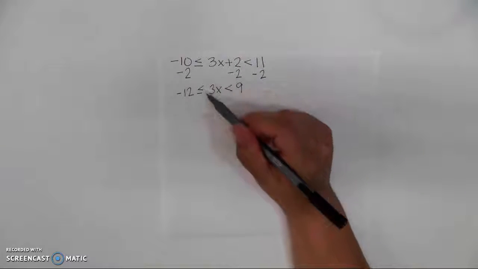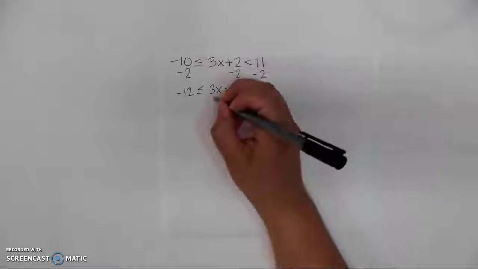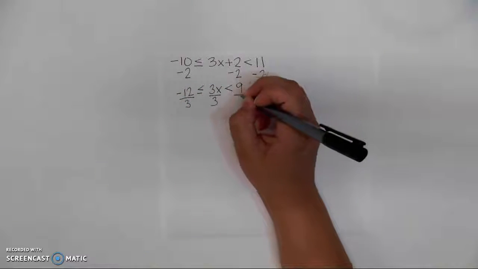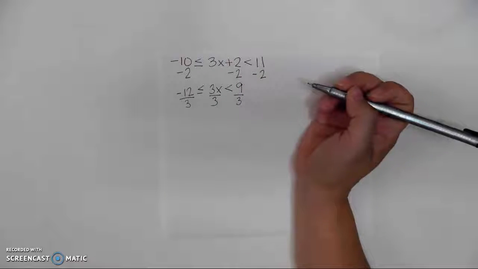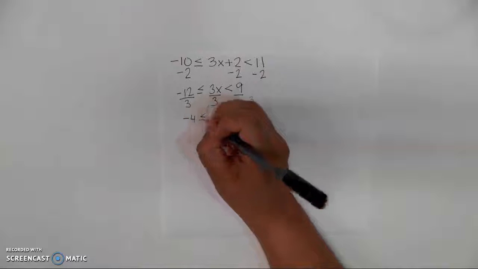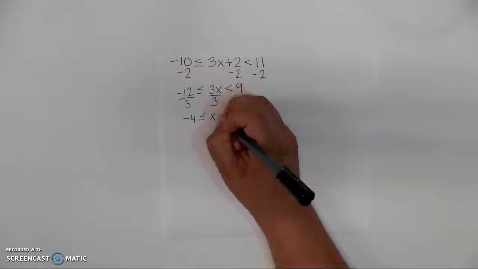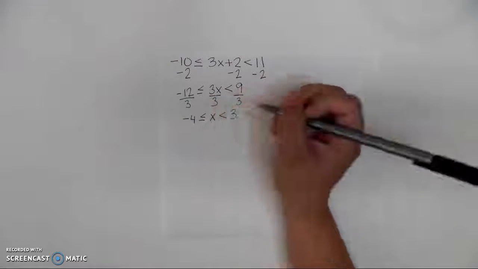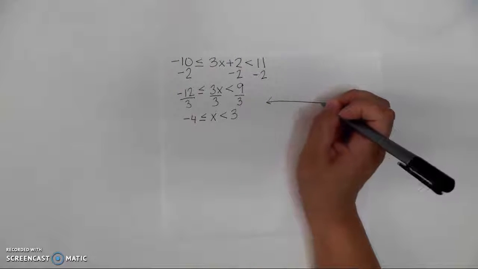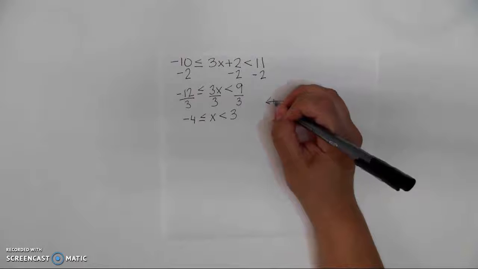And again, what am I doing to x? We're getting x alone. I need to divide by 3. So this time I'm going to divide all 3 sides by 3. And I have -4 is less than or equal to x is less than 3. So to graph something like this, let's get a number line here.